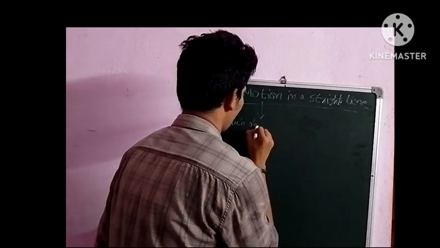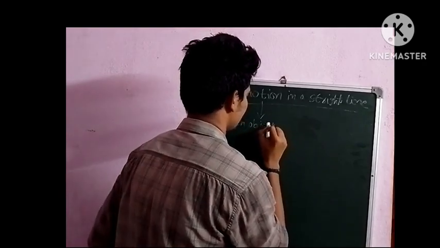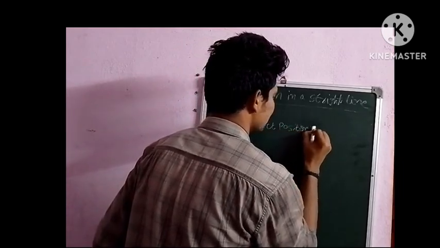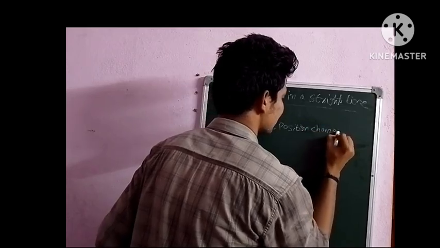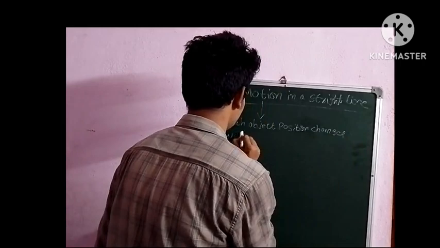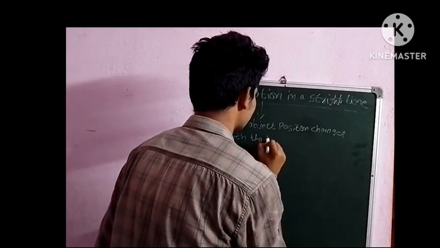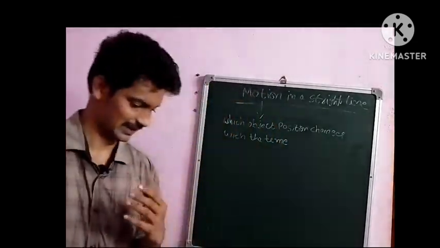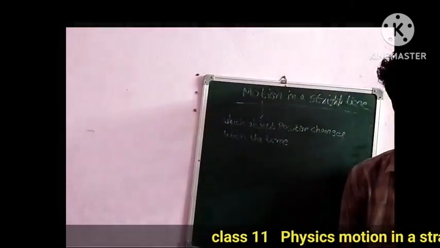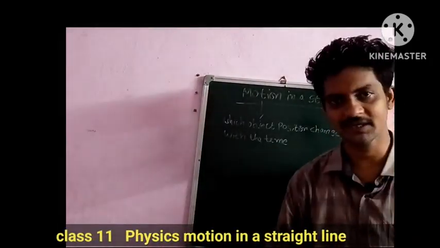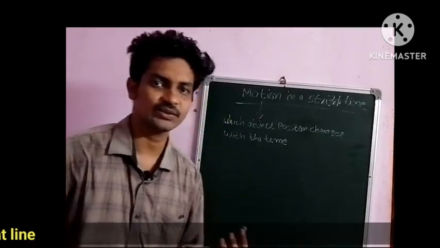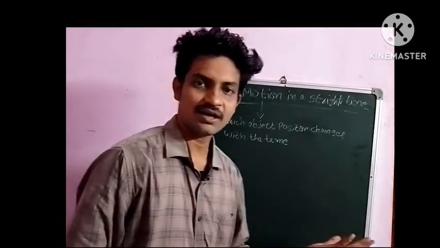Which object position changes with time, that is called motion. See guys, I am here. After 1 second, I am here. Before the 1 second, I was there. Now I am here. My position changed with time. That is called motion.